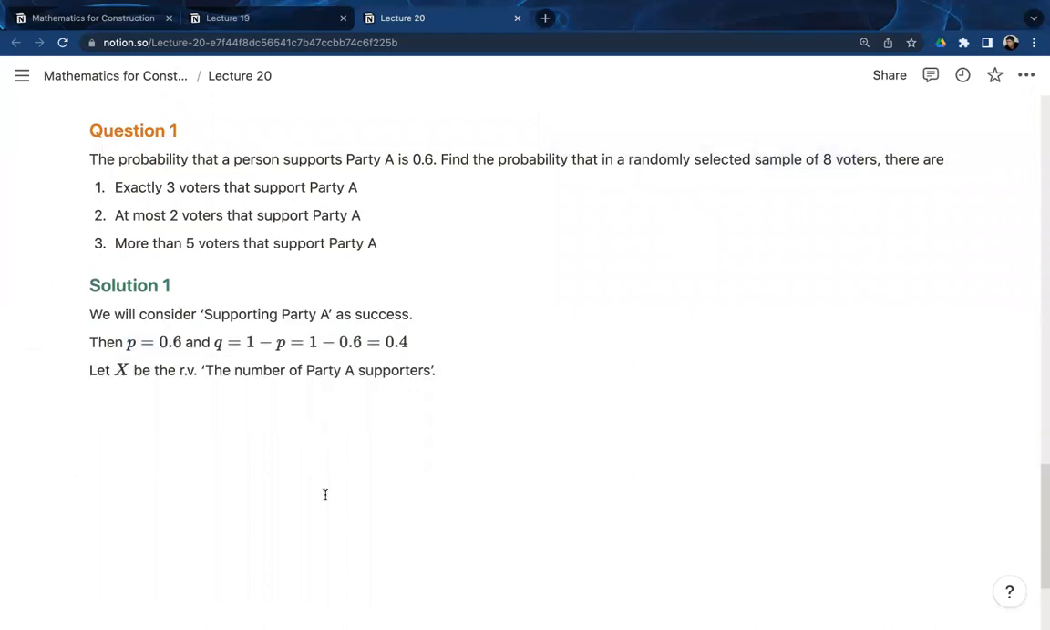And you want to know how many successes. So if X is the number of successes, the number of party supporters, X is a random variable. It could have values 0, 1, 2, 3, up until 8. You follow?